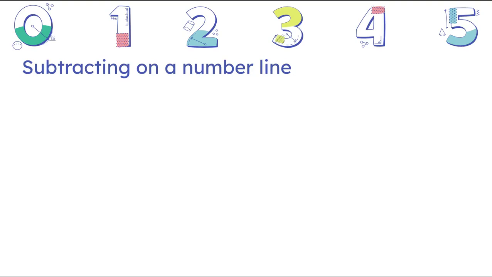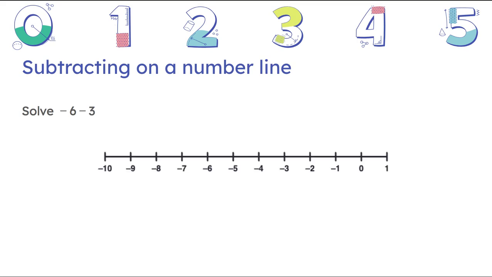Let's look at a different problem. This time we're asked to solve negative 6 minus 3. We can visualize this expression quite simply on a number line like this. The first term in this expression is negative 6, so we start at 6 units to the left of 0 on the number line. Then we see minus 3, which we interpret as telling us to move 3 units to the left on the number line.